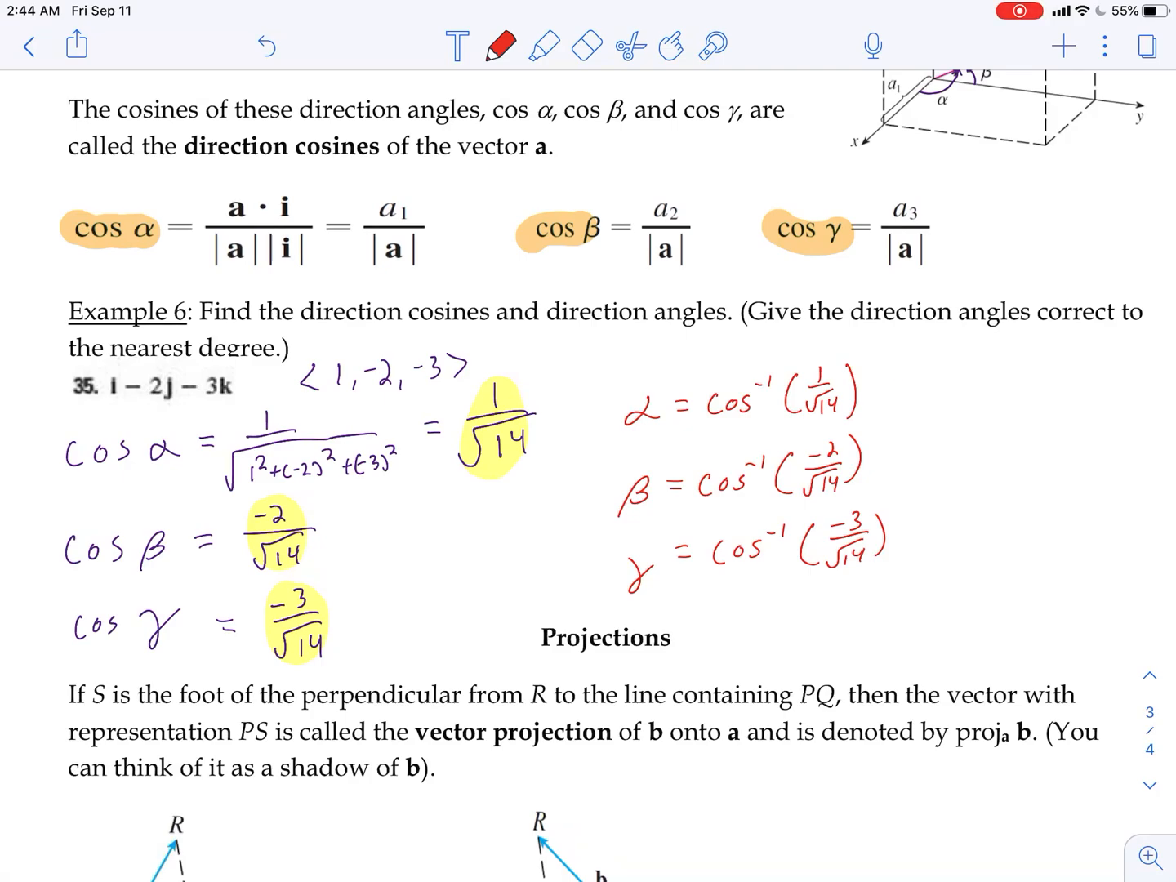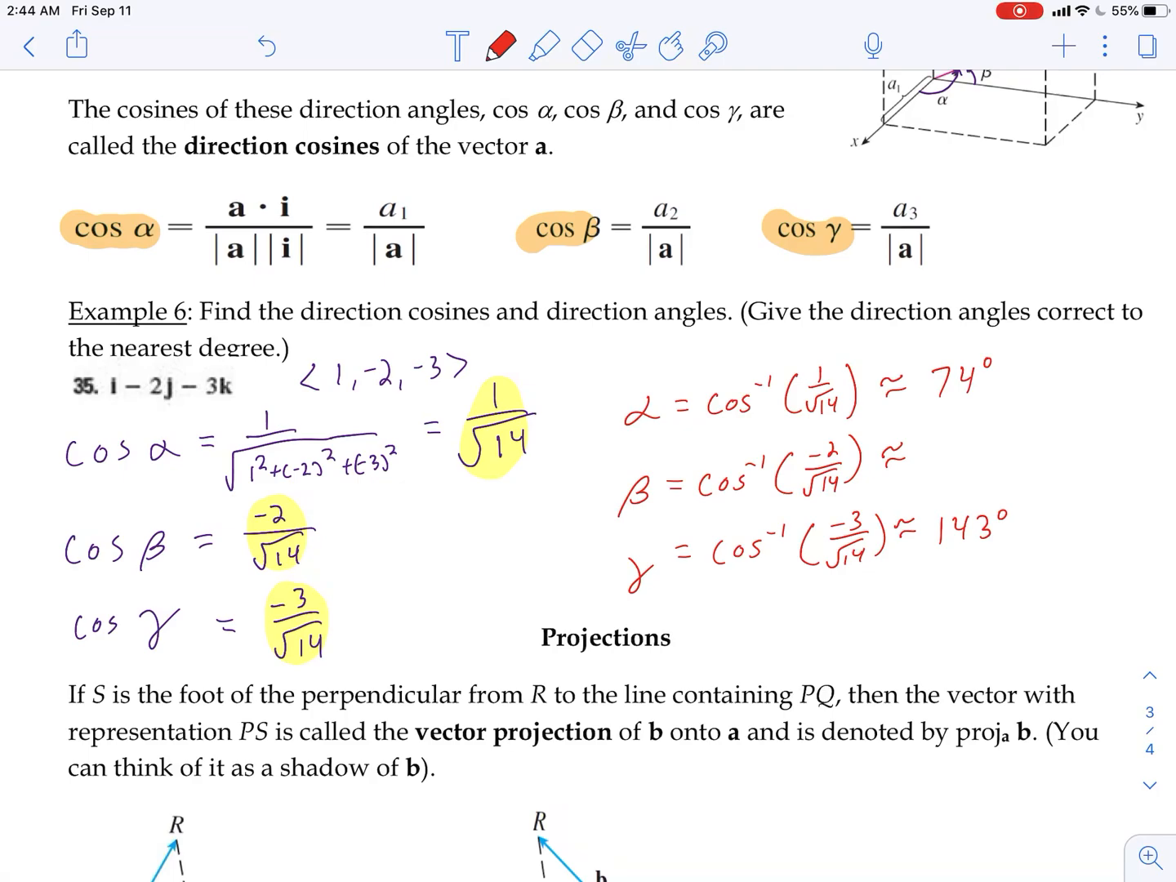And we're going to approximate all of these. It asks again for degrees, so we're going to put these in degrees. And when we type these into our graphing calculator, we get 74 degrees, 122 degrees, and 143 degrees.